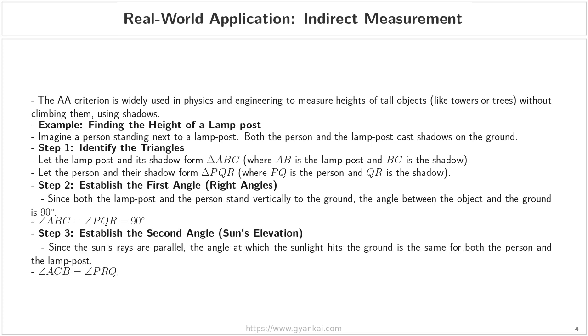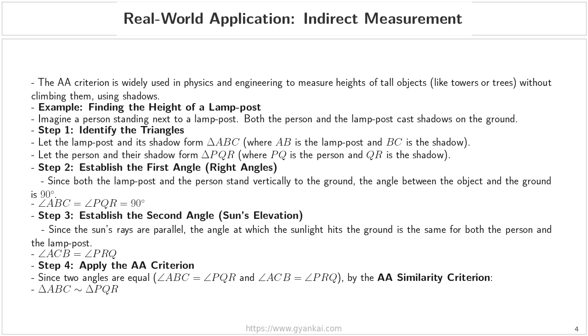Step 3, now we look for a second angle. This is where the sun comes in. Because the sun is so far away, its rays hit the earth at the same angle for both objects. This means the angle of elevation, or angle BCA and angle QRP, are equal.